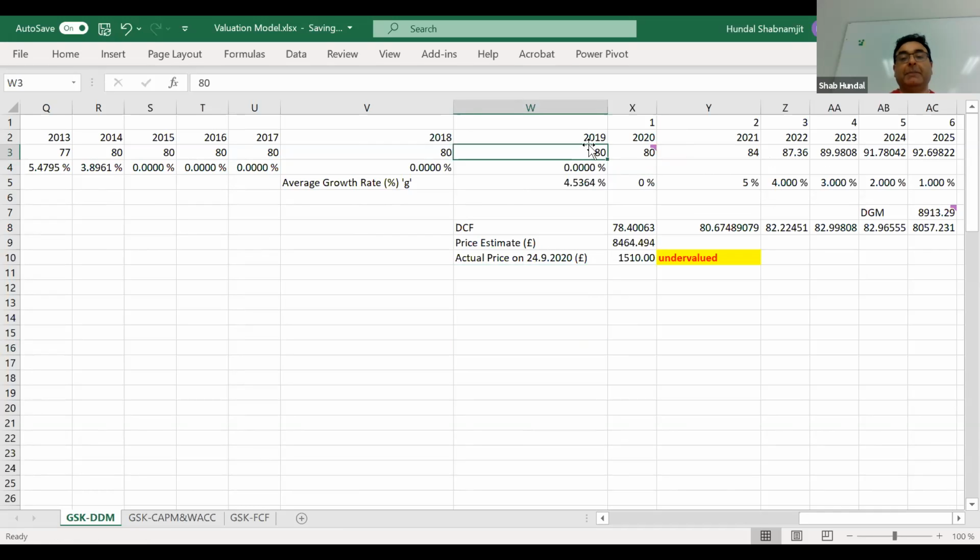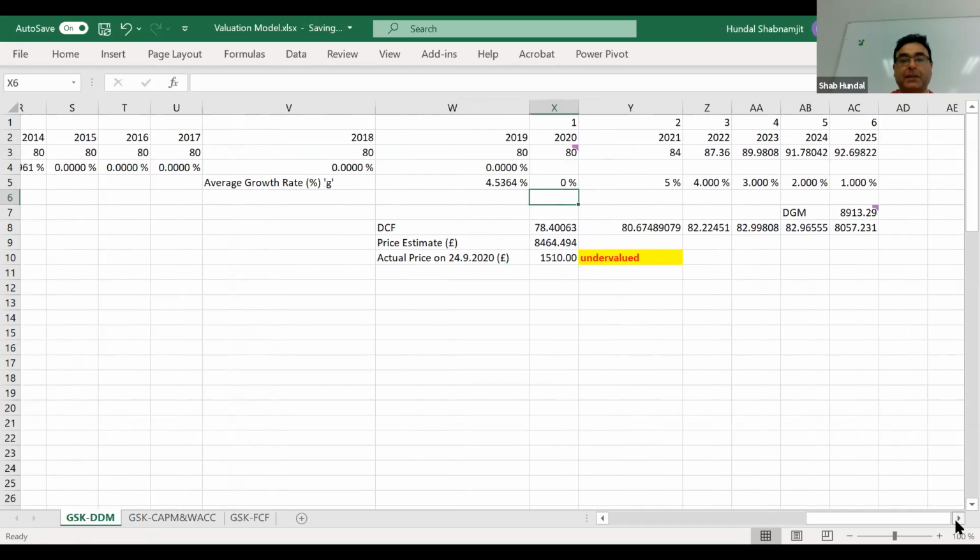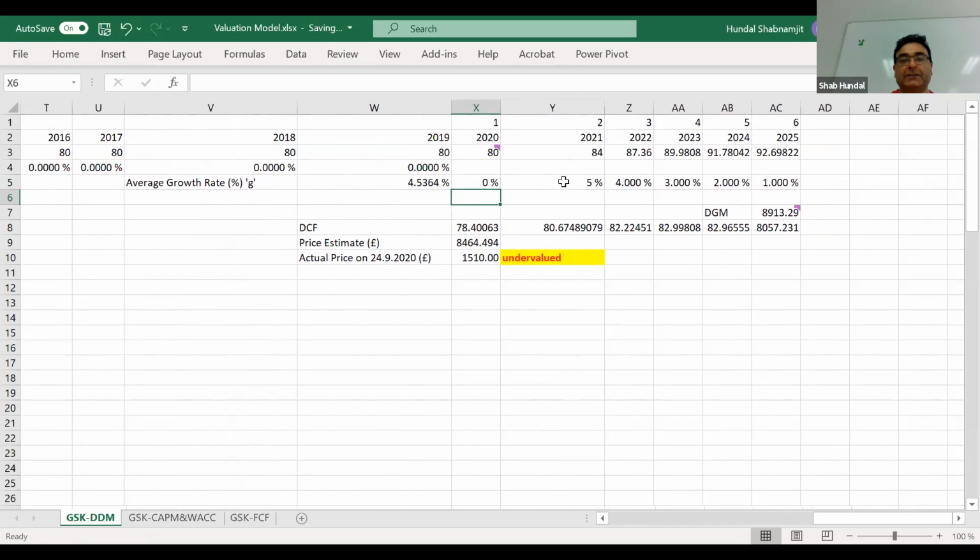And you can see that because it's 80 pounds and 80 pounds, the rate of growth is basically 0. So there's no real increase in the dividend. But here, I make some kind of forecast that next year, it could be possible that the dividend grows at 5%. And why I chose 5%? If you remember, if you want, I can go back to the website.